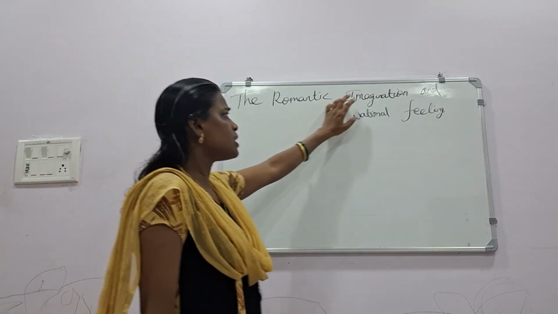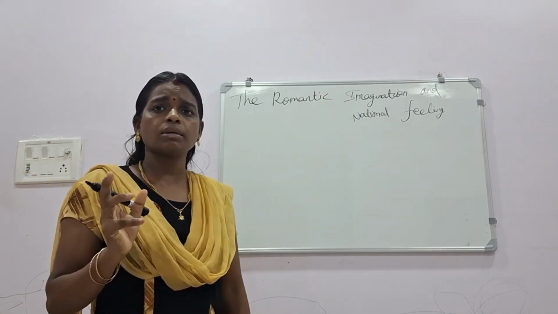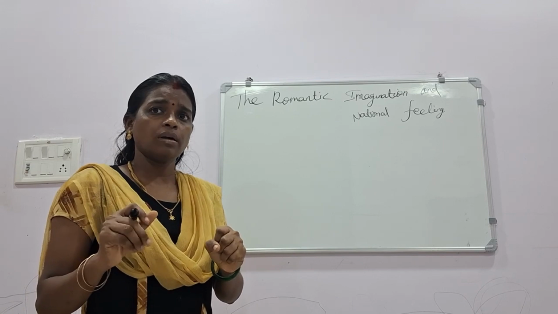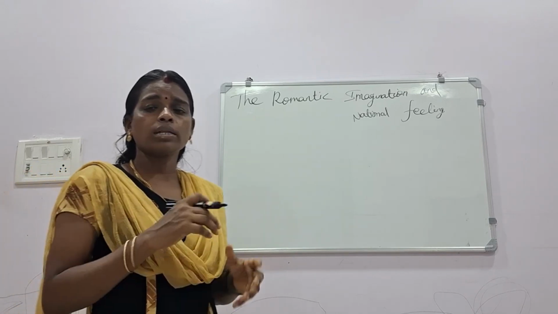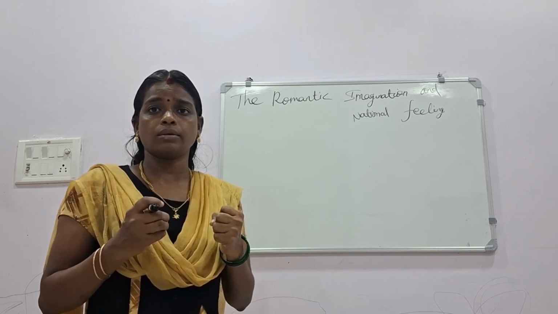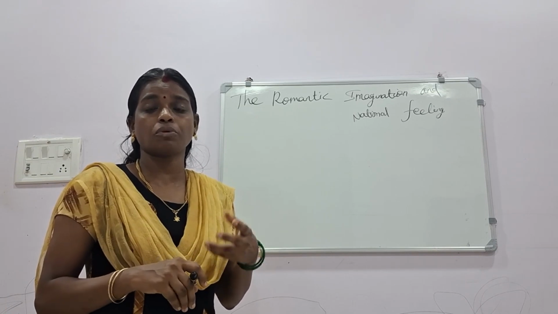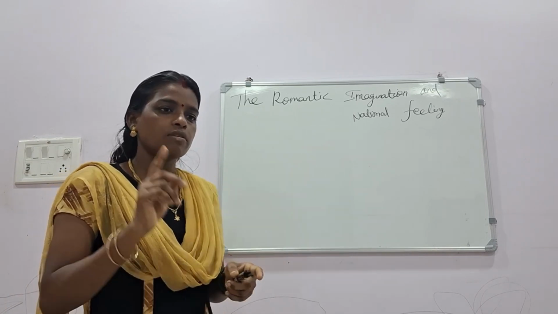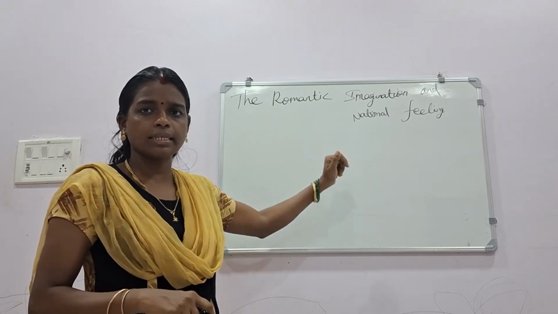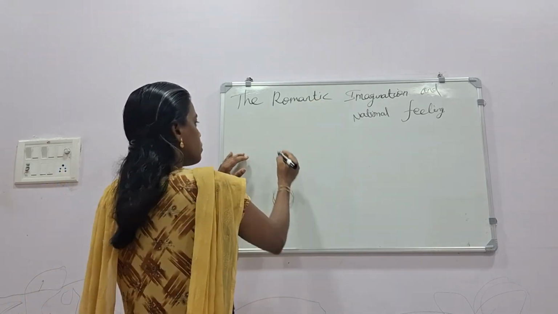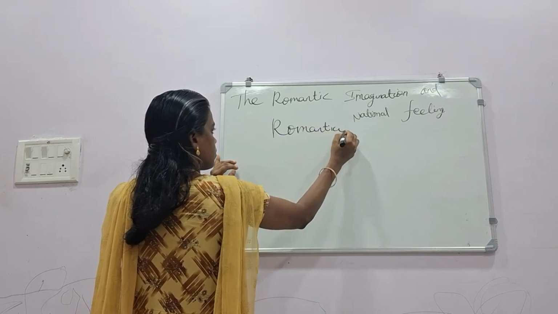The romantic imagination and national feeling. In that side reading you have the information regarding how nationalism and liberalism spread among the parts of European countries, and who are the people who made a contribution to spreading liberalism and nationalism. That's the information provided under this side reading. So the first point in your book, under the side reading, is romantic imagination, romanticism.